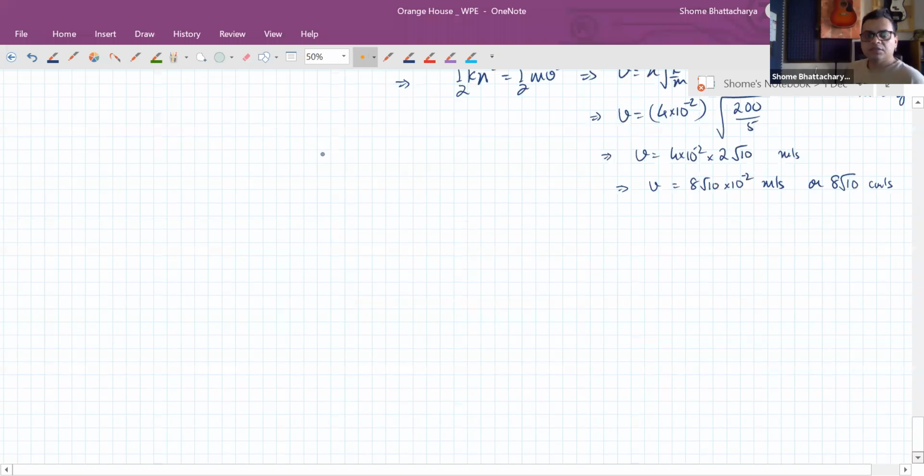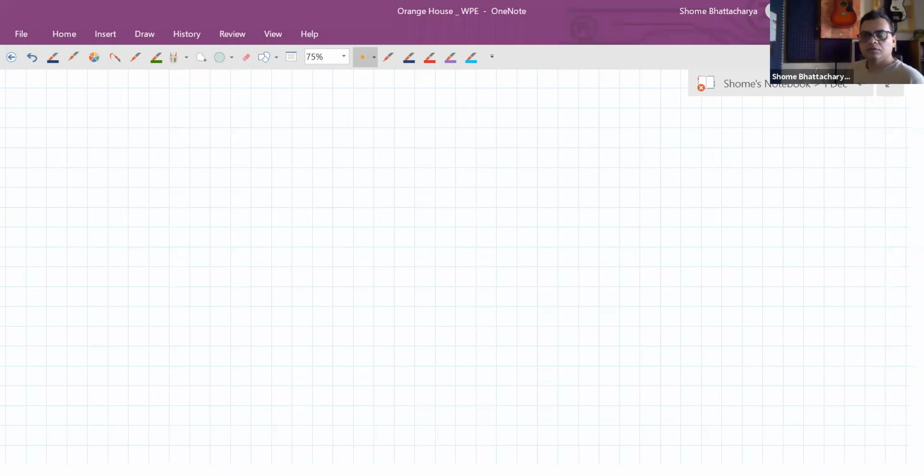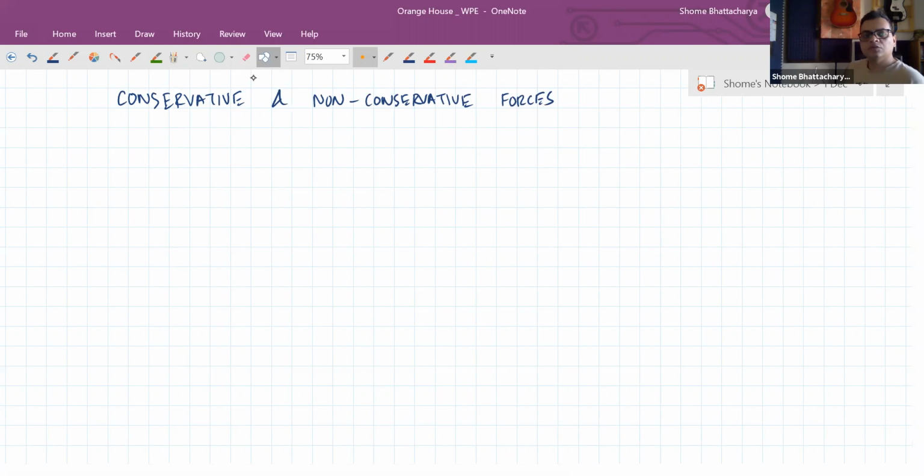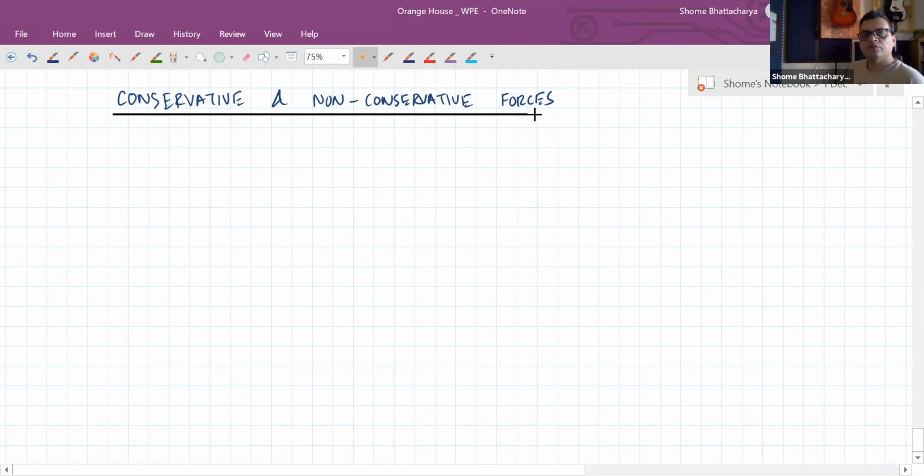Now let's move on to the next section of work energy. So next we will look at a very important definition: conservative force, and the opposite of that, non-conservative force. This is going to be something very significant and very important for us.